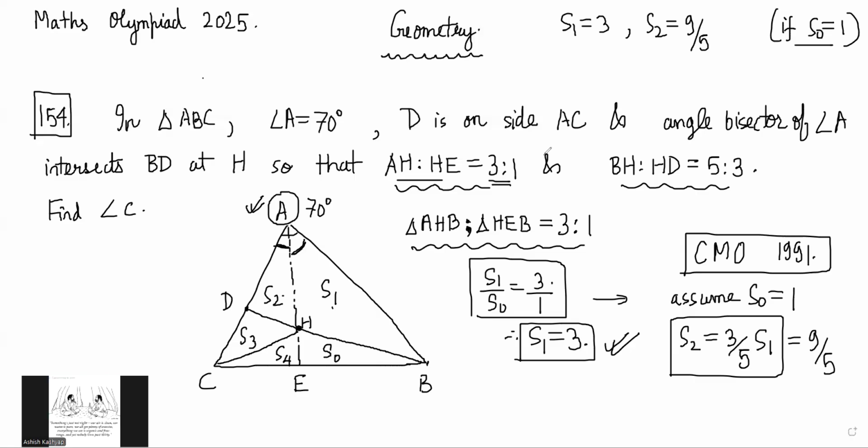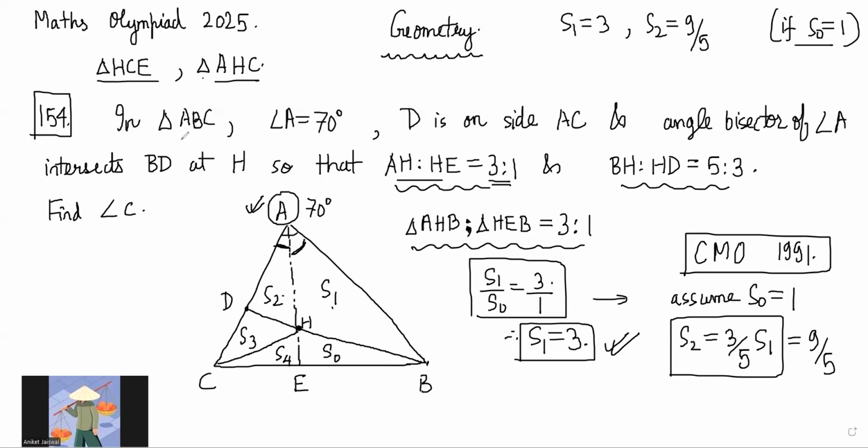Okay. Now, if you think of S4 and compare it with, so basically I'm thinking of triangle HCE and I'm comparing it with triangle AHC. They would have ratios of their sides. The ratio will be the same, again 3 by 1, right?